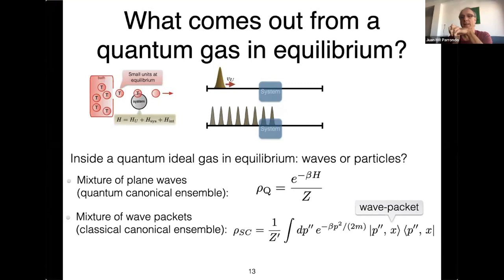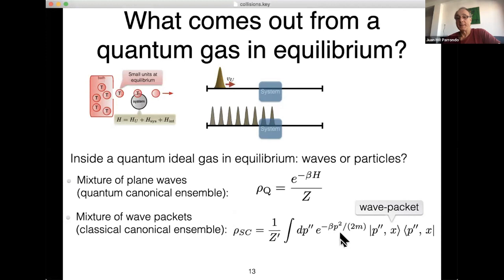It's spread all over the box. But if you have fullerenes or something like that, it's hard to believe that the state of each fullerene is a plane wave that occupies the whole box. So there should be a transition from here to here somehow, if the molecules are more complicated.